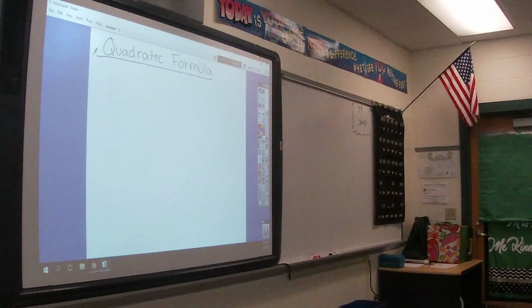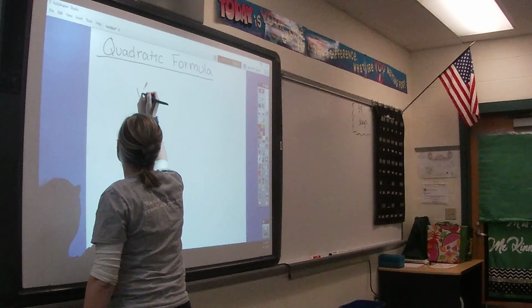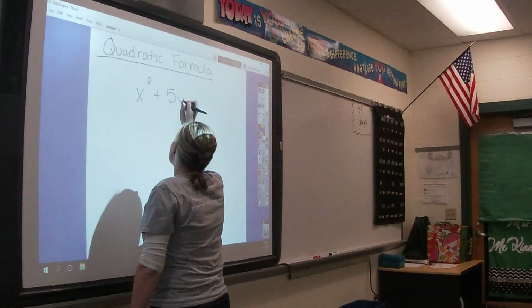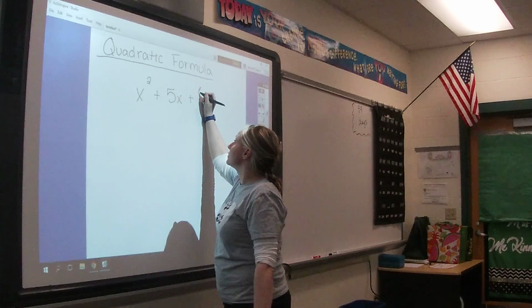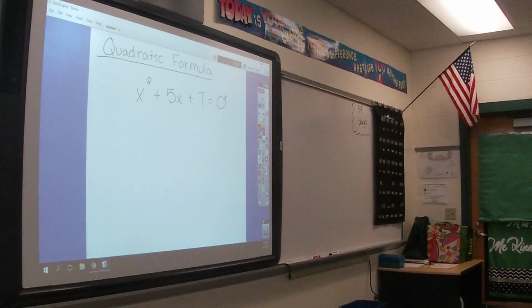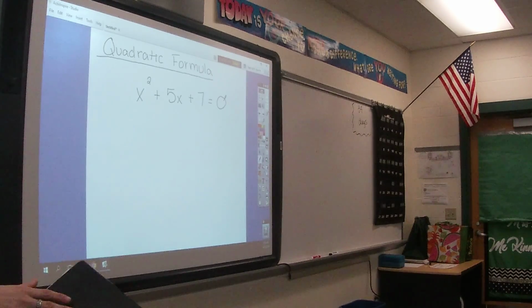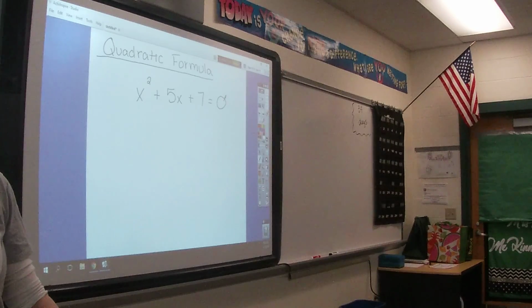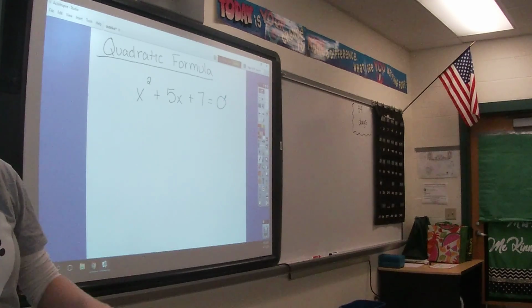So let's say we have x squared plus 5x plus 7 equals 0. This is, I don't know, bizarre. Case number 1 we need to be aware of. Is this in the correct format to use the quadratic formula? Yes, because we need it to be set equal to 0. So then we're going to go through and identify our pieces.